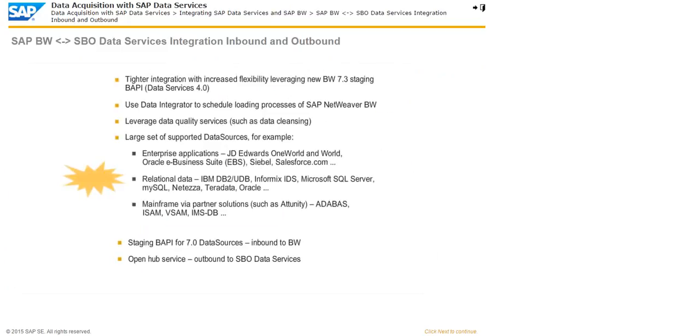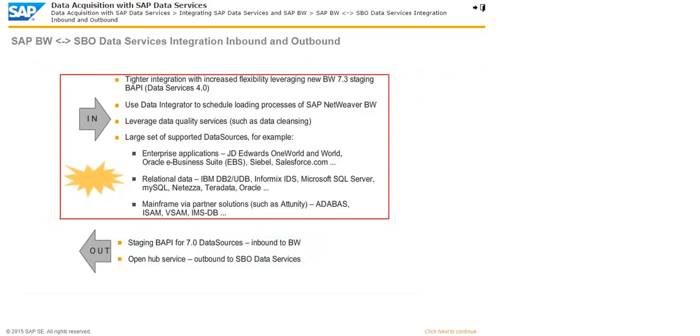The touchpoints between SAP BW and SAP Data Services are bidirectional. The core touchpoints include the staging BAPI and Open Hub. Inbound, SAP Data Services can pass data to SAP BW via the staging BAPI. This staging BAPI has been improved to support the 7.x data source model in SAP BW. In releases prior to SAP BW 7.3, only the 3.x data sources were supported by the staging BAPI.